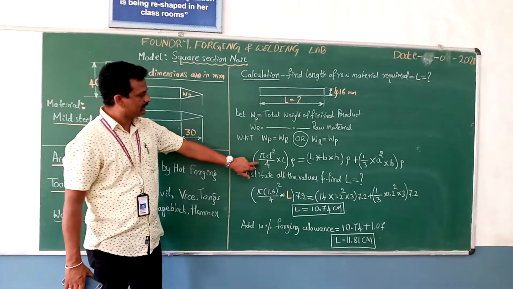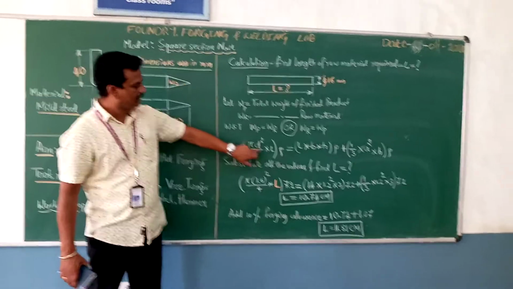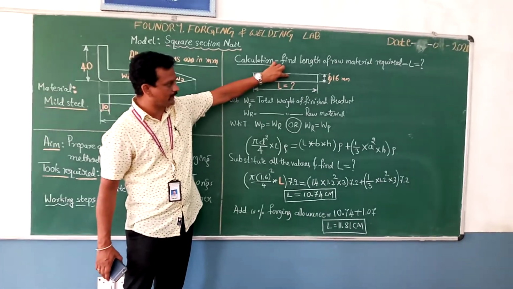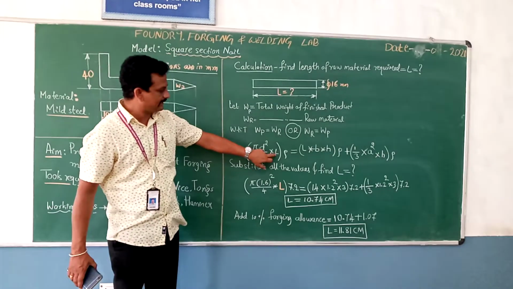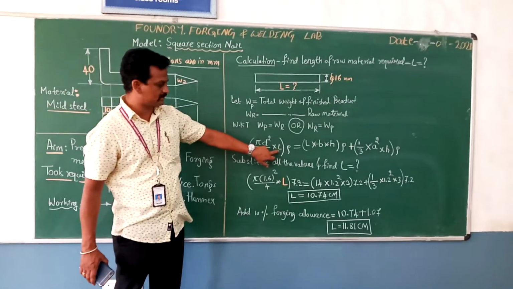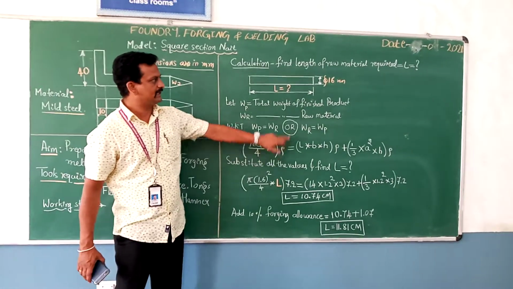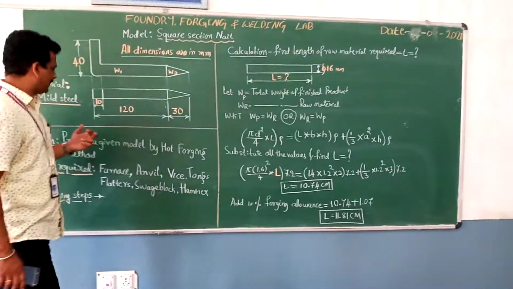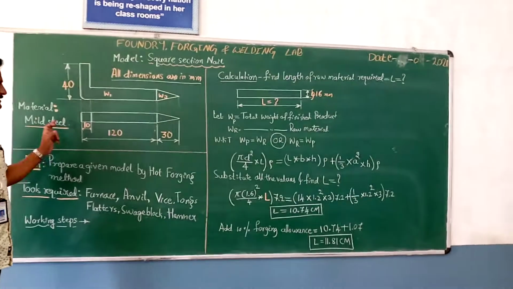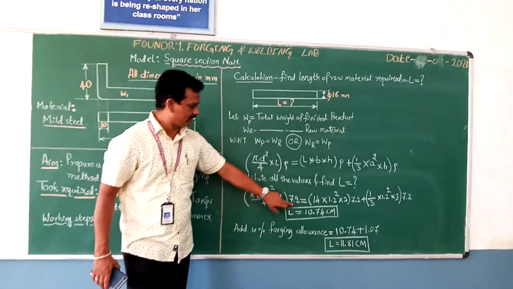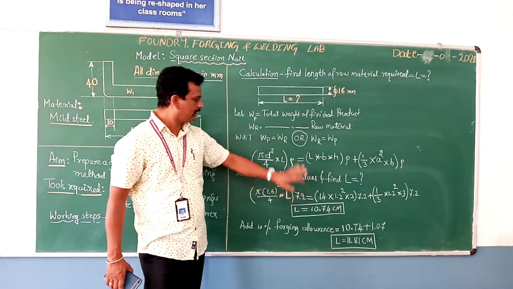WR is nothing but π d square by 4 into L into rho. D is the diameter, that is 16 mm, 1.6 centimeter. L we have to find out because this is the unknown parameter here, and rho is the density of mild steel because the raw material given is mild steel. That mild steel density we have to know, that is 2 grams per centimeter cube.